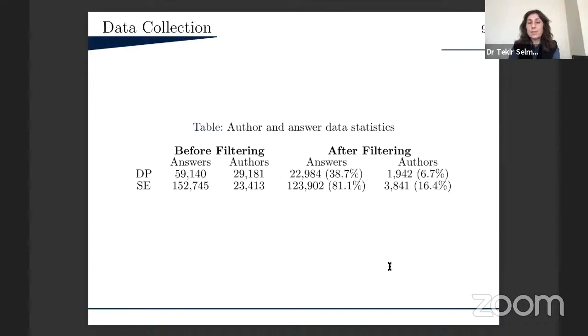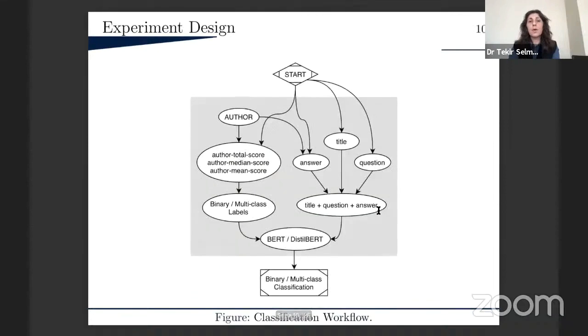Okay, data collection was the first step. We collected some data in the design pattern stack, Stack Overflow, and Stack Exchange site. And these are the author and answer data statistics we had in our data set. This is before filtering and also after filtering statistics we see. I will talk about filtering in the coming slides. Okay, I can introduce you the experiment design we constructed. As I said, we formulated the problem as a classification problem, either binary or multi-class classification.